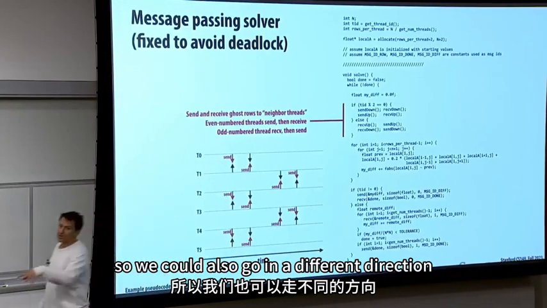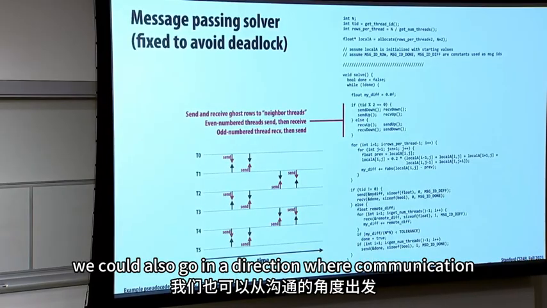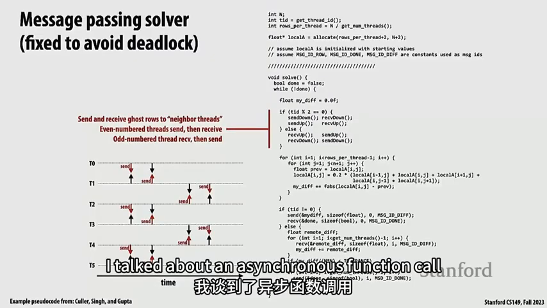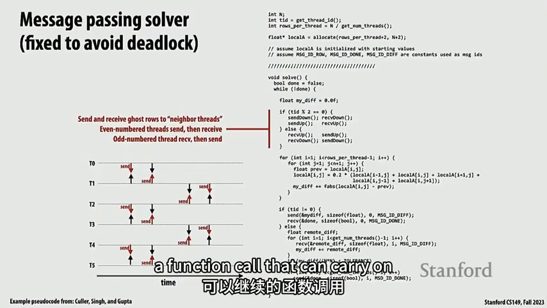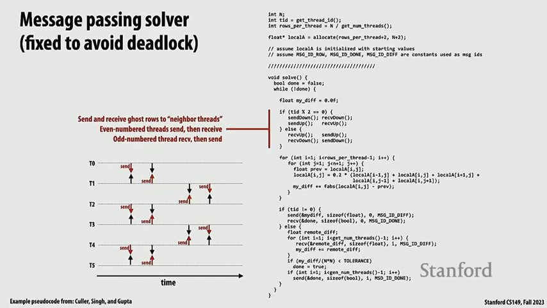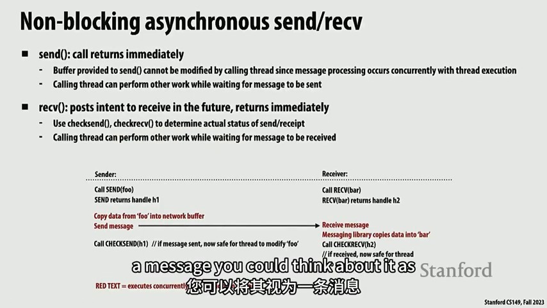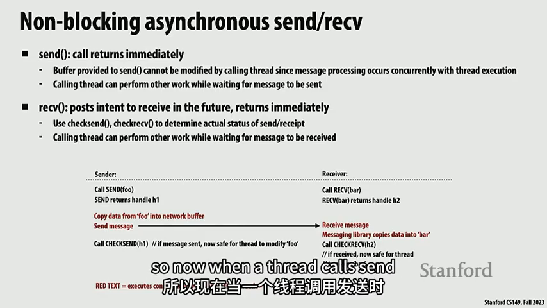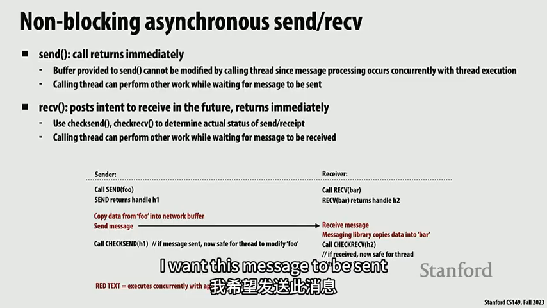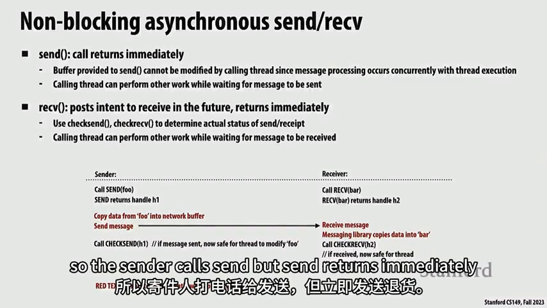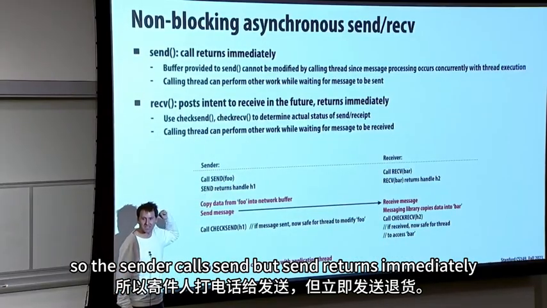Absolutely. So we could also go in a different direction, where communication is asynchronous. Last time, when we were talking about Cilk, I talked about an asynchronous function call, a function call that can carry on potentially concurrently with the caller. A message could also be thought of as an asynchronous function call. So here's an asynchronous send and receive. Now when a thread calls send, it's more like, I want this message to be sent at some point in the future. So the sender calls send, but send returns immediately.